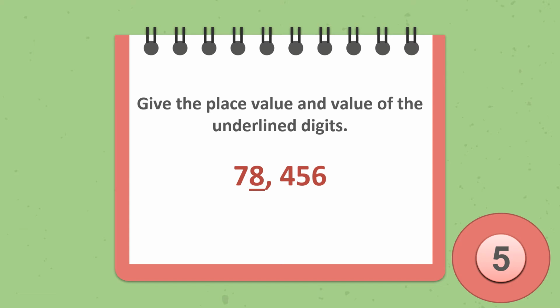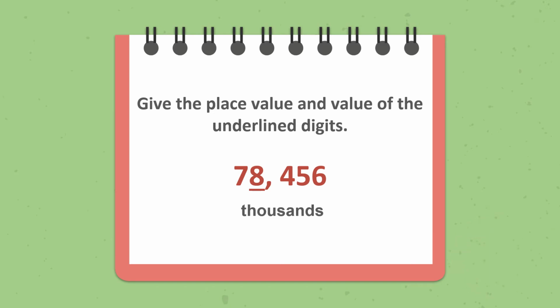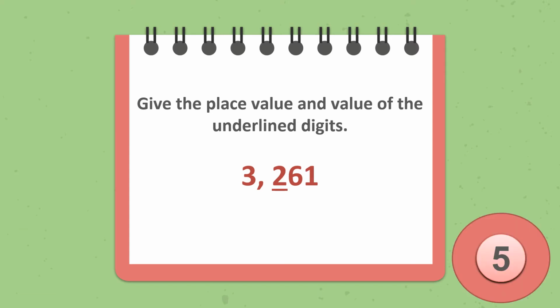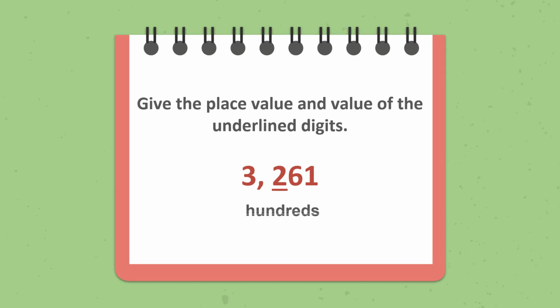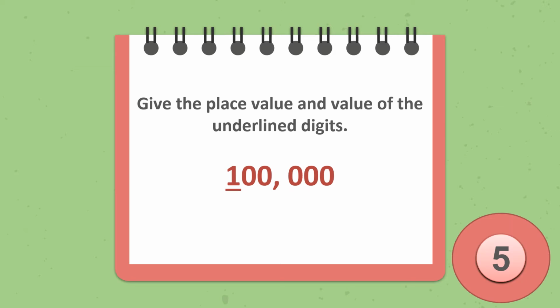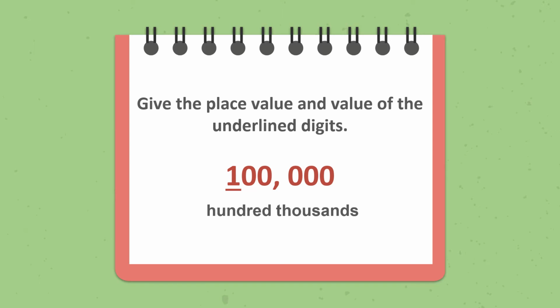Our underlined digit is 8. Our answer is thousands and 8,000. Our underlined digit is 2. Our answer is hundreds and 200. And our underlined digit is 1. Our answer is 100,000 and 100,000.